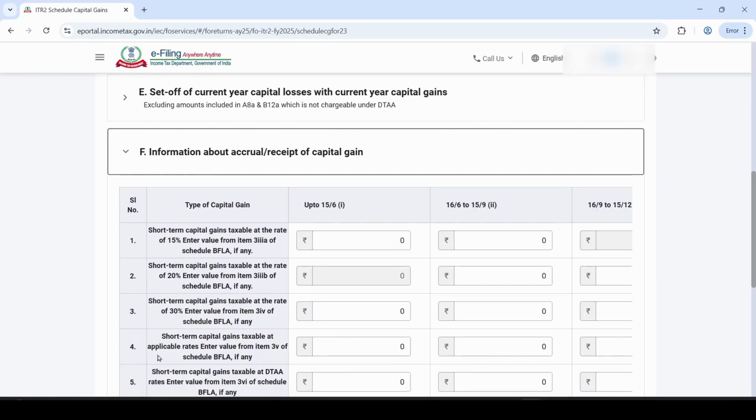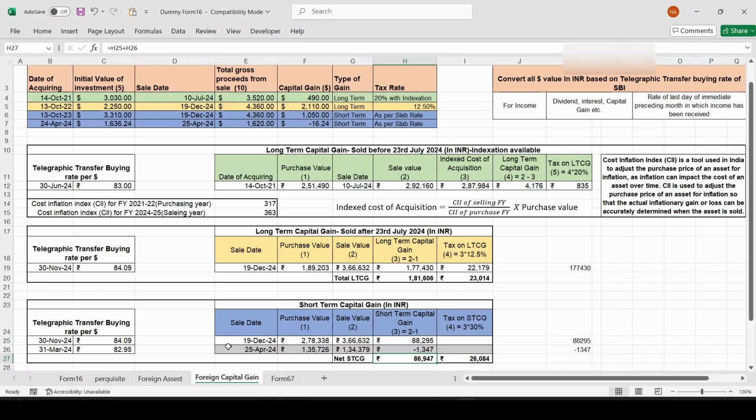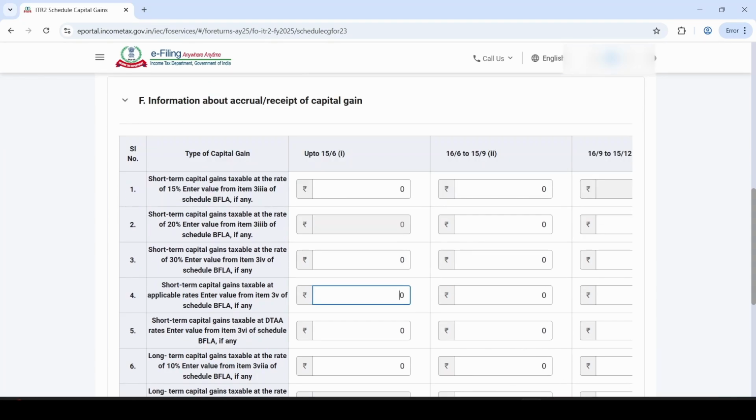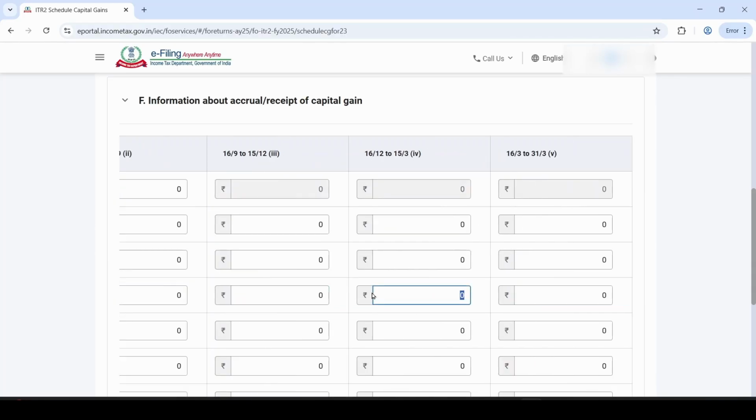Our short-term capital gain on foreign shares will be taxable as per applicable slab rate. So it will come under point number 4. And now we need to select quarter. As per our example, on 19 December we have short-term capital gain and our net short-term capital gain is 86,947. So short-term capital gain arose on 19th December, so it will come under fourth column. So our net short-term capital gain is 86,947.